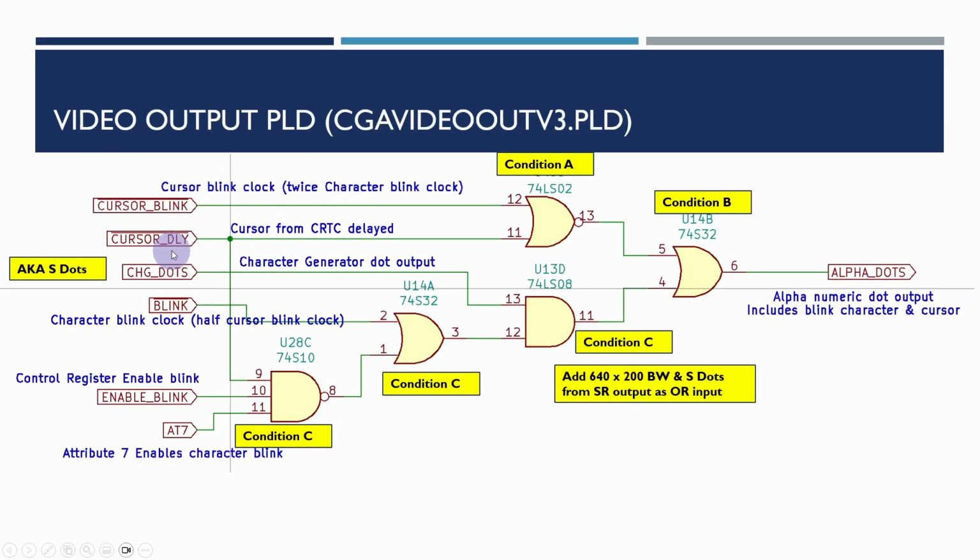Then there's another bit of the code which actually determines the character output. This basically takes the character generator dots here, incorporates the cursor output from the CRTC, the cursor clock, the blink clock, the character blink clock, whether blinking is enabled, and the attribute 7, the blinking bit, and it combines all of these to actually say should we show foreground or background coming out of there.